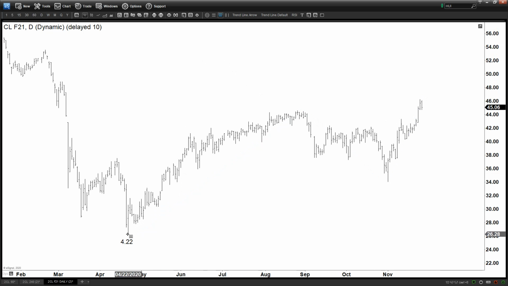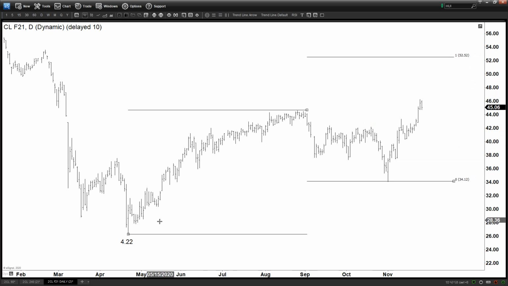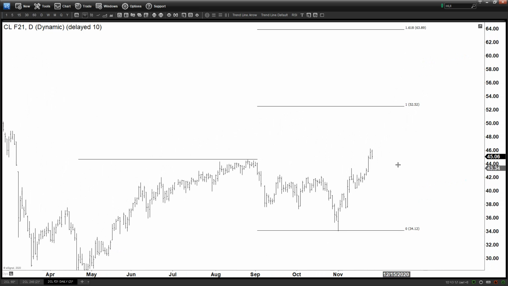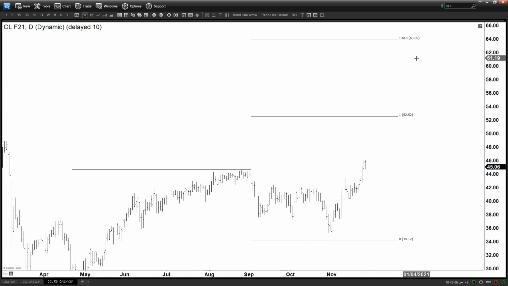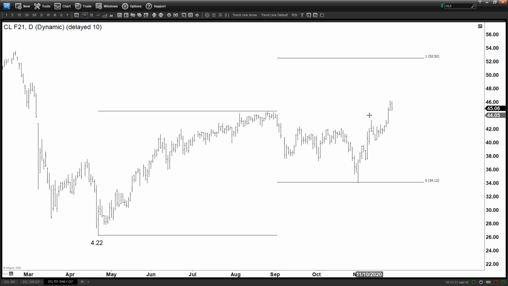So that is saying that oil can at least reach 52, depending on how you want to count it. If you want to count it as an ABC, let's say this is only a correction, well, even if it is a correction, the C can at least reach 52. If this is 1, 2, then this could be a wave 3, which can potentially go all the way to 64. Of course it's not going to happen overnight or even in a week. This is a daily chart, keep that in mind. So this can happen over multiple months. It can take several months to go to $60, for example. But that's the trend, that's the direction that seems to be happening in oil.